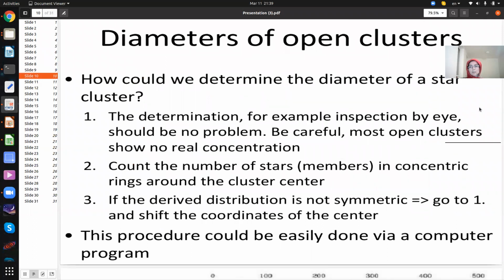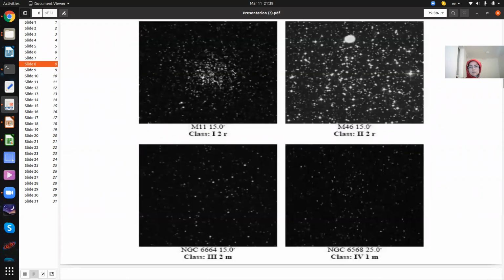And about the diameters of open clusters, how could we determine the diameter of a star cluster? First, you should find the center of the cluster. For example, here, where is the center? Then from the center, you can count the stars symmetrically. If it is not symmetric, or if you cannot count it correctly, you should shift a bit and find the center of the cluster again, and then count the number of stars between the center and the far edge in a symmetric way.